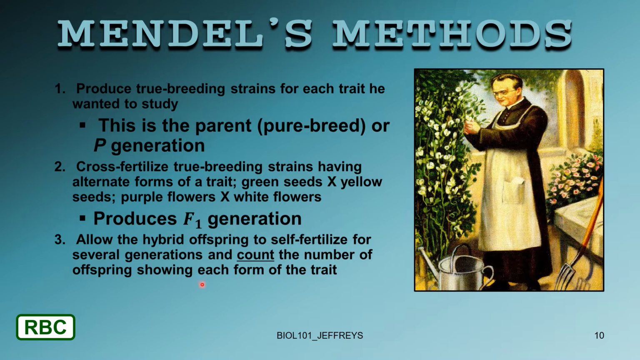And then if you allow the hybrid offspring to self-fertilize for several generations and count the number of offspring showing the form of each trait, then you get very definitive ratios. And we'll look at that here in a minute.